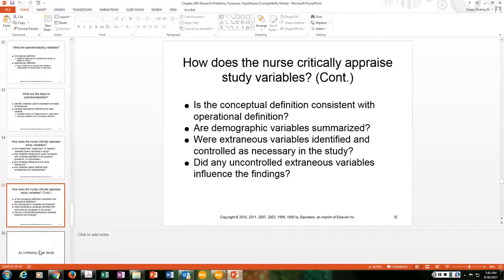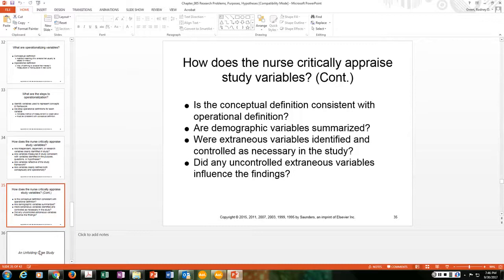Also, is the conceptual definition consistent with the operational definition? Are the demographic variables summarized? Were extraneous variables identified and controlled as necessary in the study? Did any uncontrolled extraneous variables influence the findings?